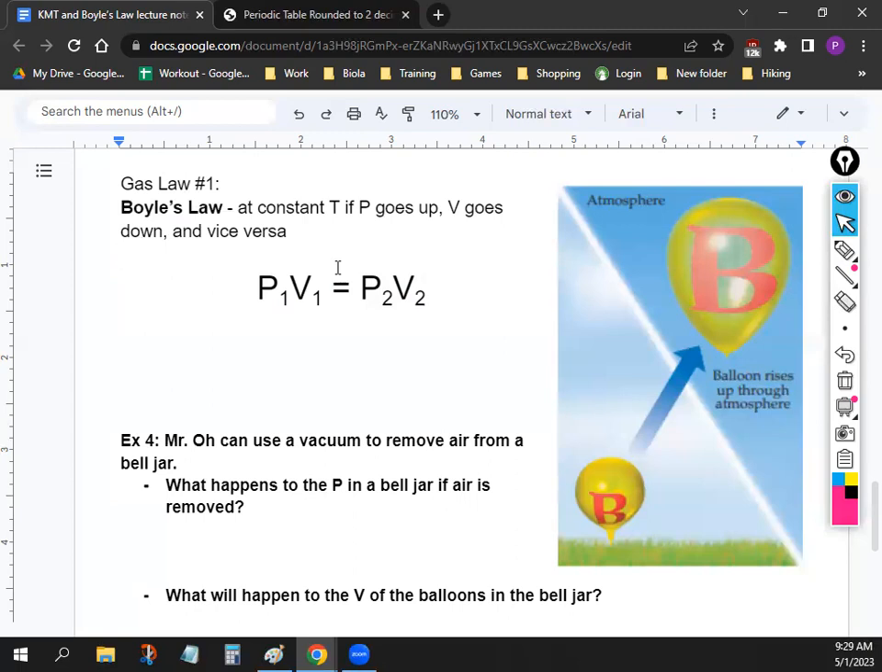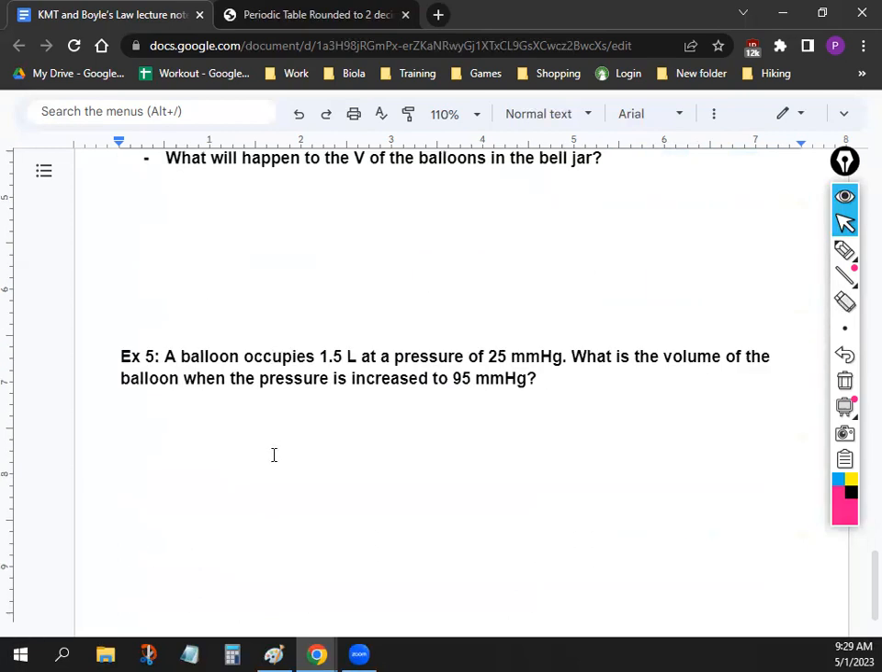And so that's basically what Boyle's law tells us. You get rid of the pressure. If you change the pressure one way, the volume goes the opposite way. So that's basically what we did right here.